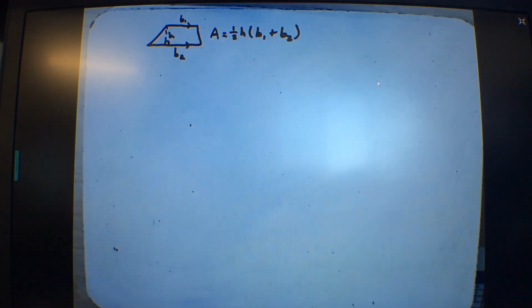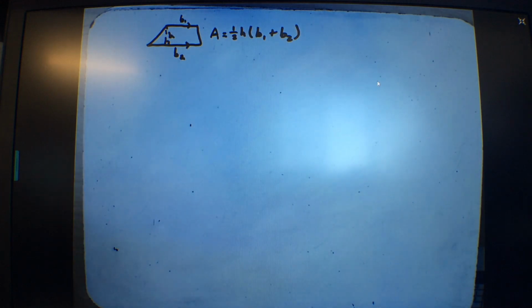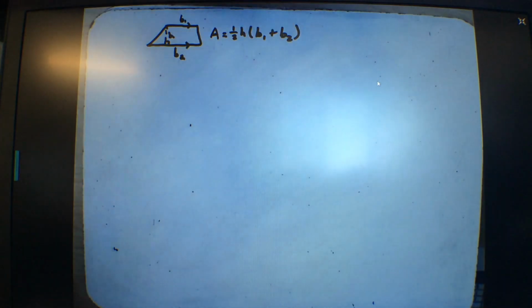Now it is key that you add the bases together. That's why they're in parentheses first. That is the key. And I can turn the trapezoid sideways. It does not matter. However you want to do it.